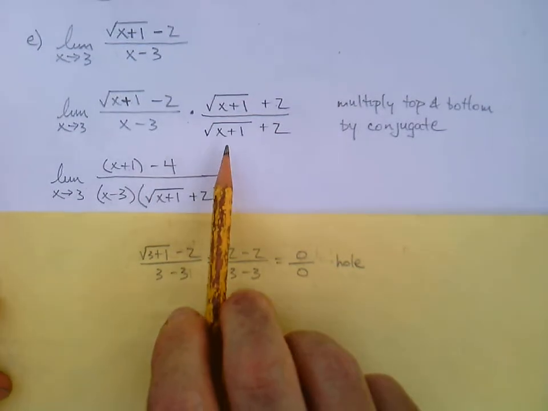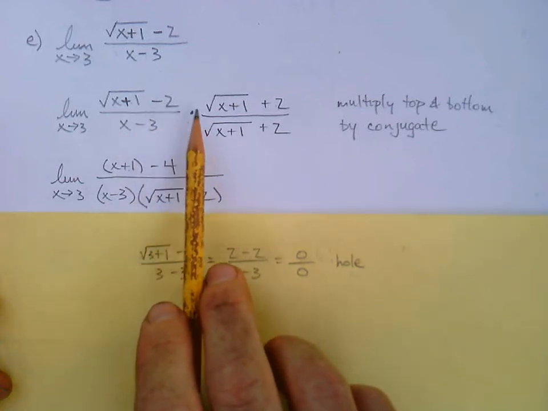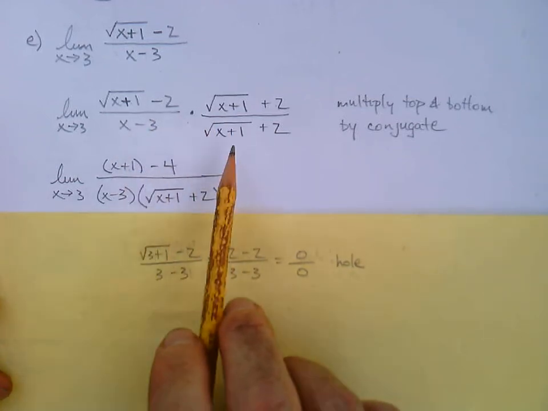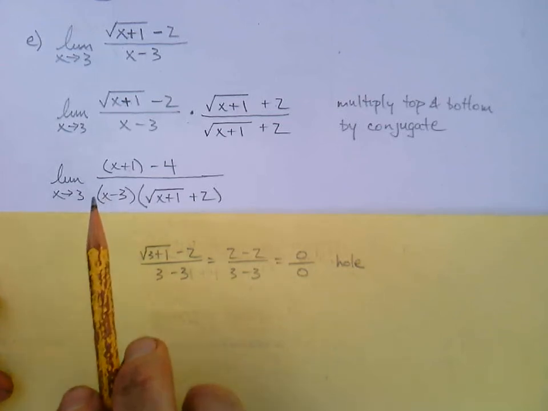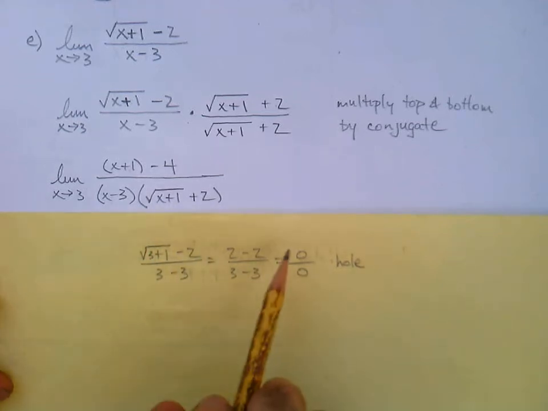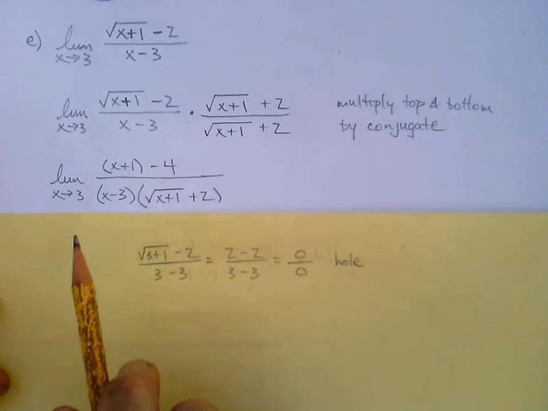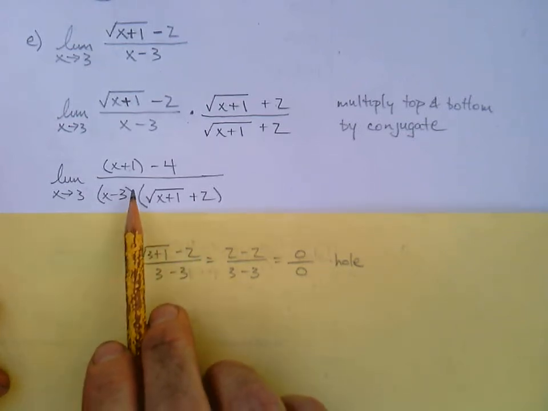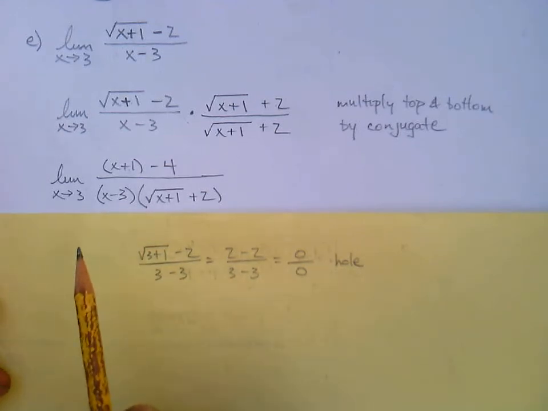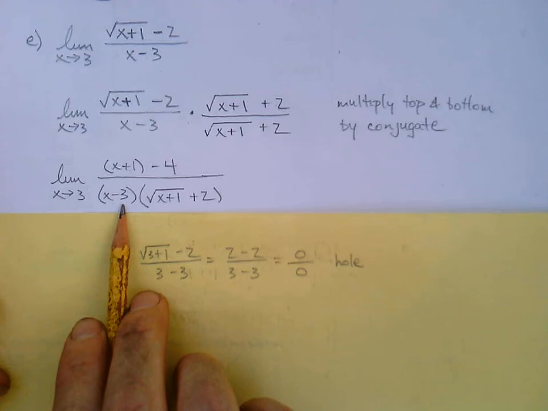How about the denominator? Here's what's going to happen with the denominator. Don't FOIL. We do FOIL the numerator. Don't FOIL the denominator. Simply keep it factored: x minus 3 times square root x plus 1 plus 2. Why don't you want to multiply that out? Because we really want this x minus 3 to cancel. That's what we did before. If we can cancel that out, then we're set, and we can plug in the 3 and not divide by 0. Are we going to be able to get that to cancel?